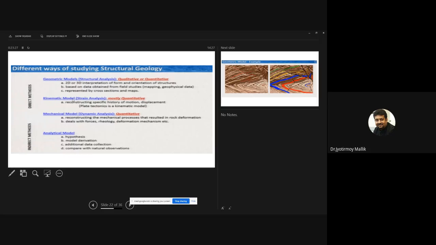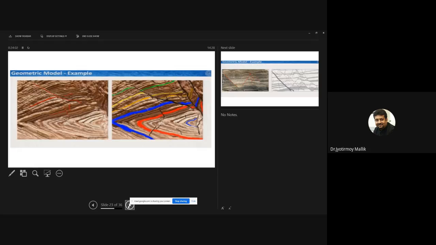Then kinematic model, this is also what we call strain analysis, reconstructing specific history of motion displacement. And mechanical model or dynamic analysis, reconstructing the mechanical processes that resulted in the deformation, deals with forces, rheology, deformation mechanisms, etc. Analytical models are mostly hypothesis based, model derived. Additional data collections will be needed and compared with natural observations. We will see what these things are slowly. Just hold on. So now let's first look at geometrical modeling.